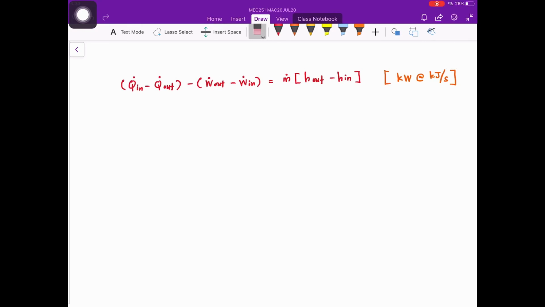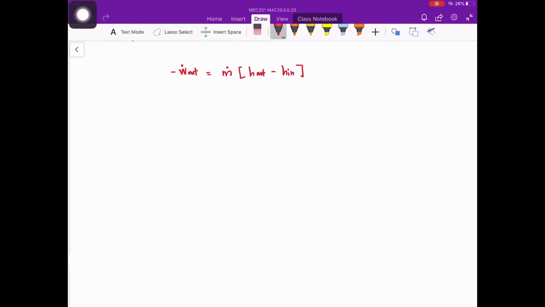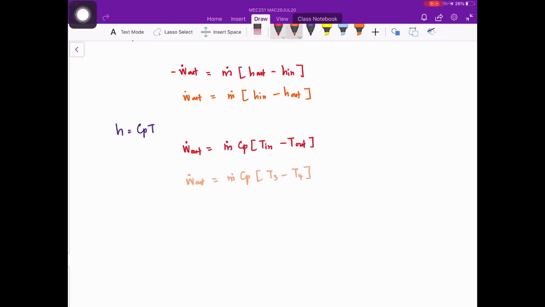From the steady flow energy equation, since the process is adiabatic and the turbine is producing work W out, the steady flow energy equation now becomes this expression. For ideal gases, the enthalpy is equal to Cp times T. Thus, or in our case, the equation now can become this expression.